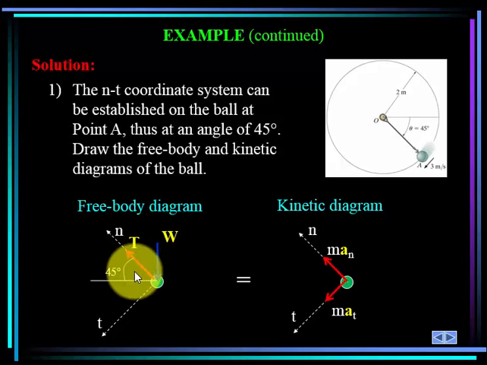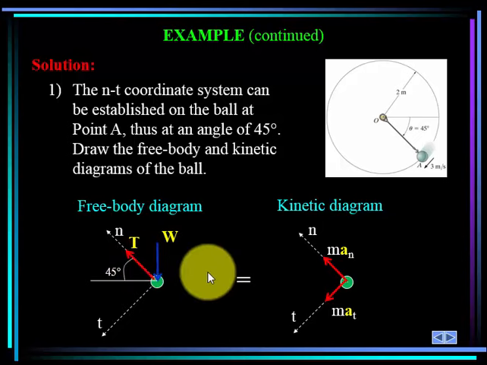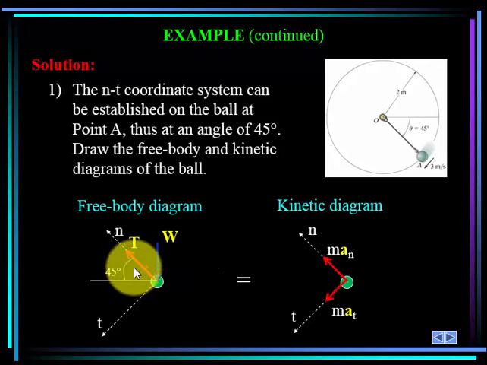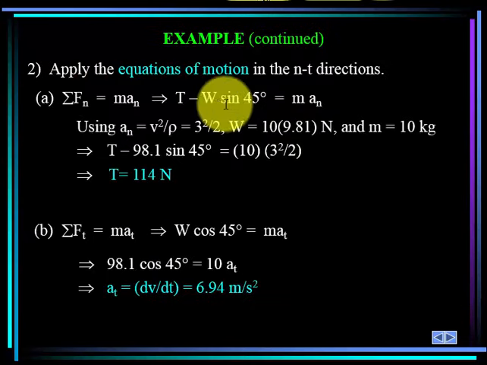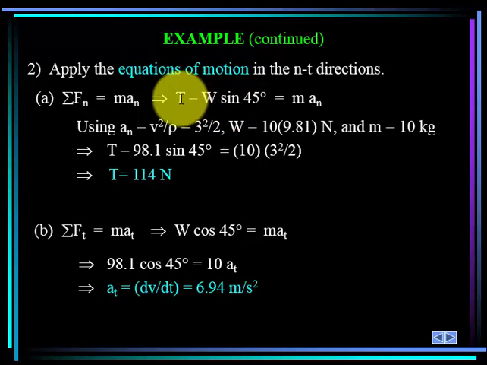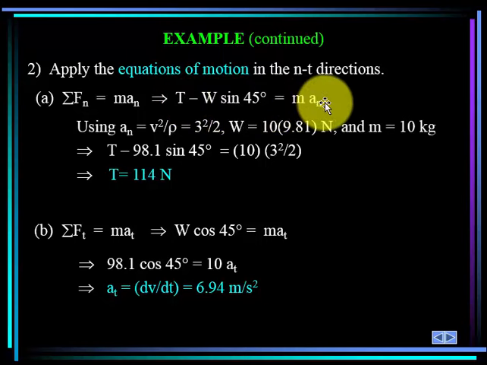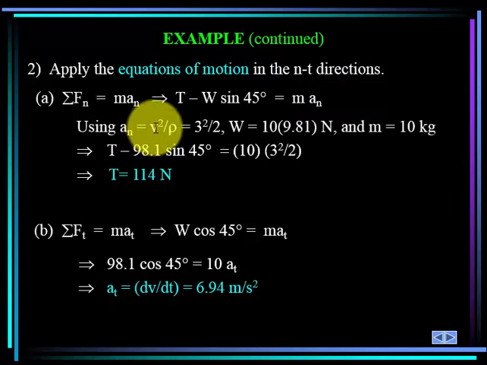With the 45 degrees, we don't have to worry about whether we're talking about sines or cosines of 45 degrees because they amount to the same thing. So, two forces in the normal direction, one positive, one negative, equals mass times the acceleration in the normal direction, which we know is v squared over rho.